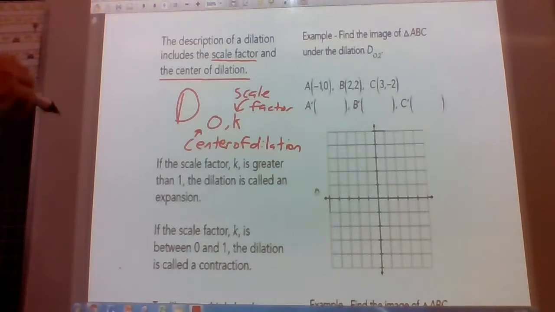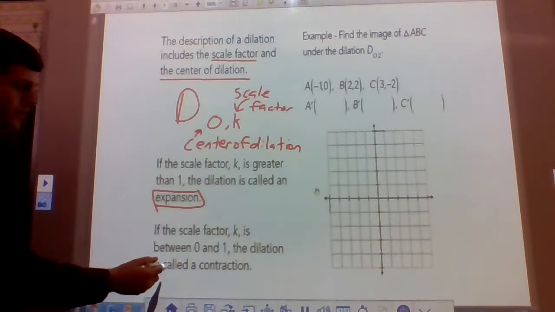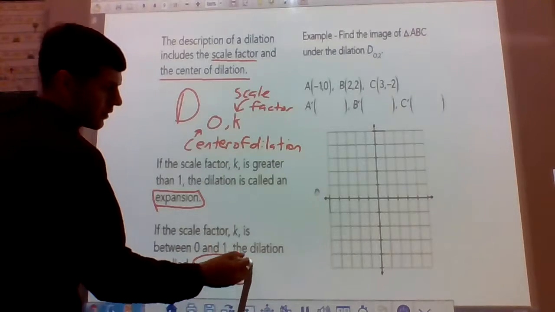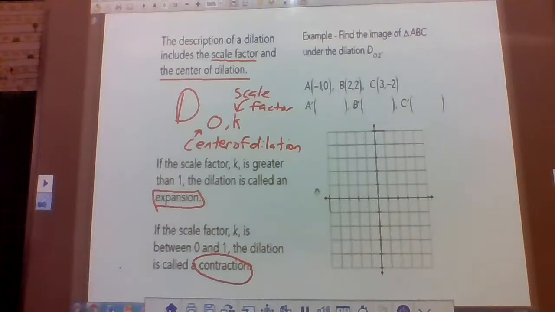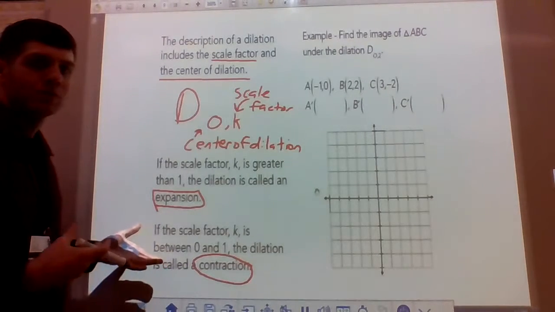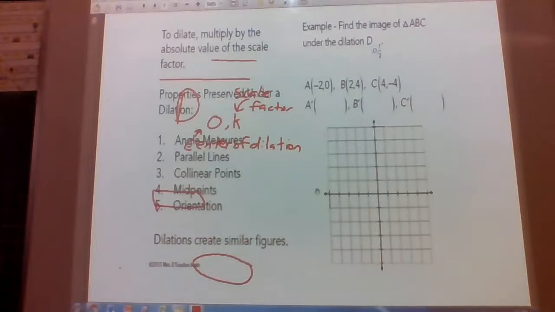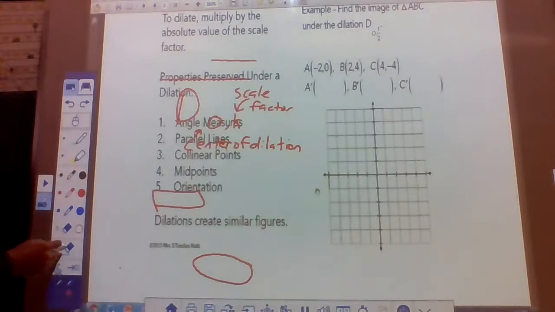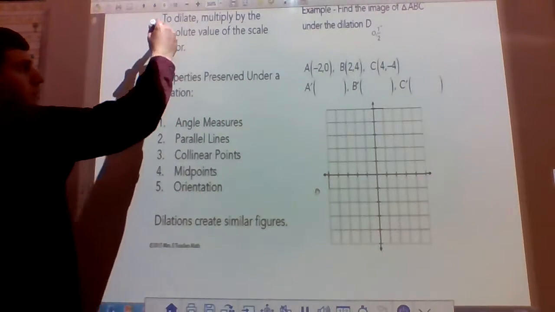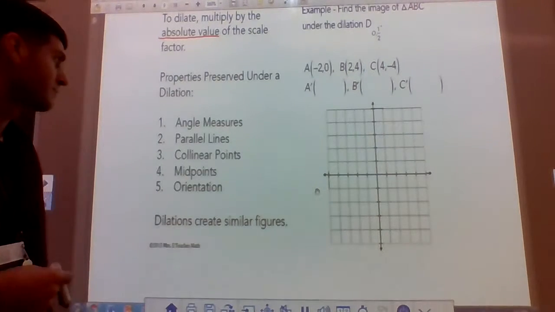Okay, so again, twice as big, expanding out from the point 0, 0. Right? And if the scale factor K, as we already mentioned, is greater than 1, then the dilation is called an expansion. If it's between 0 and 1, it's going to be a contraction. Right? If you multiply a number by another number that's greater than 1, that number gets larger. If you multiply a number by a number that's between 0 and 1, that number gets smaller. So to dilate, we're going to multiply by the absolute value of the scale factor. We're not going to really have any negative scale factors, so you don't really need to worry about absolute values too much. All we're going to do is multiply by the scale factor.